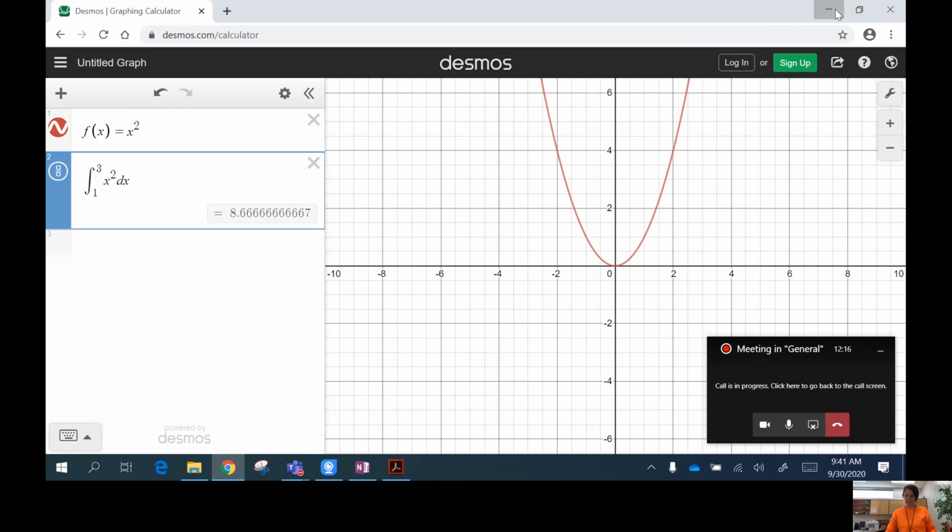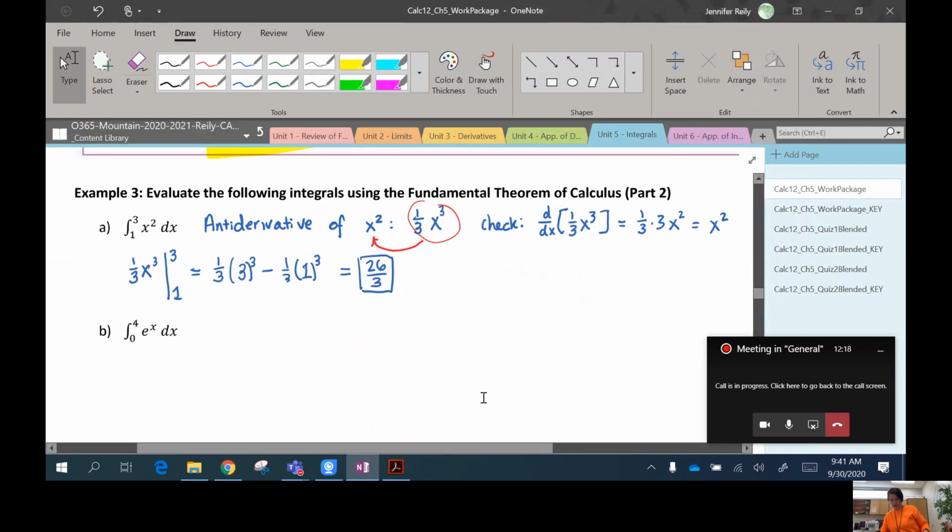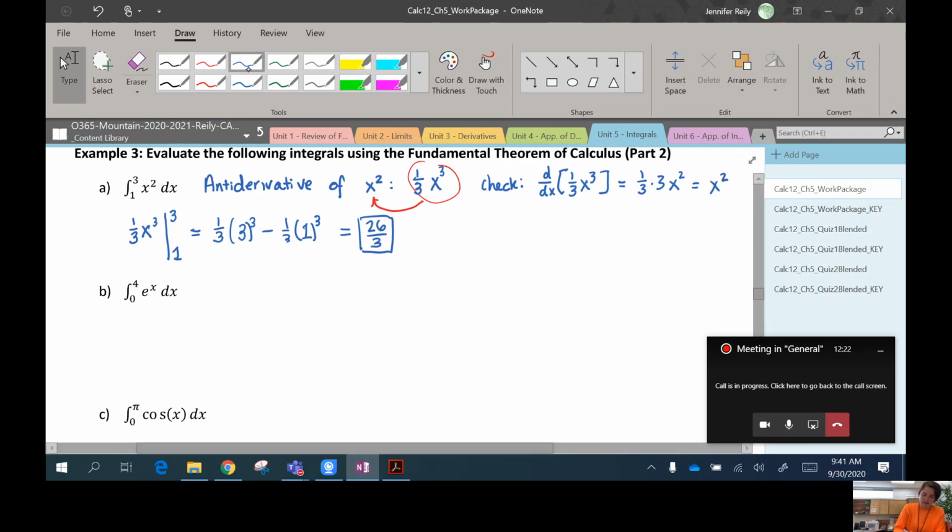Okay. All right, so next one, antiderivative of e to the x.